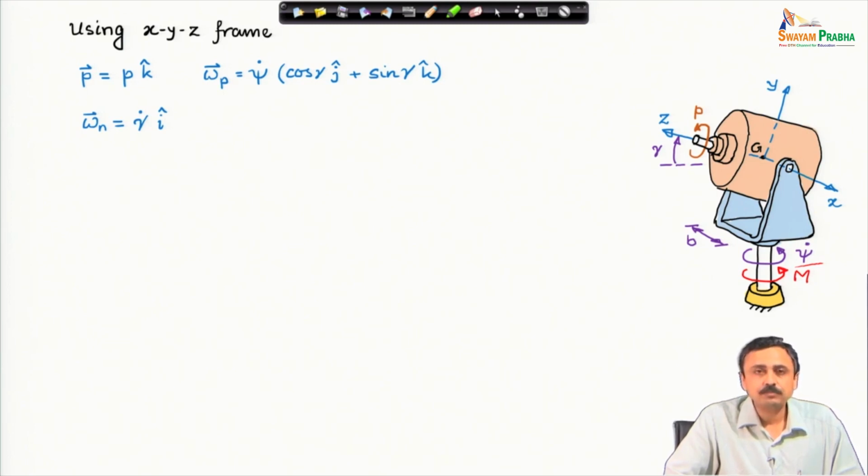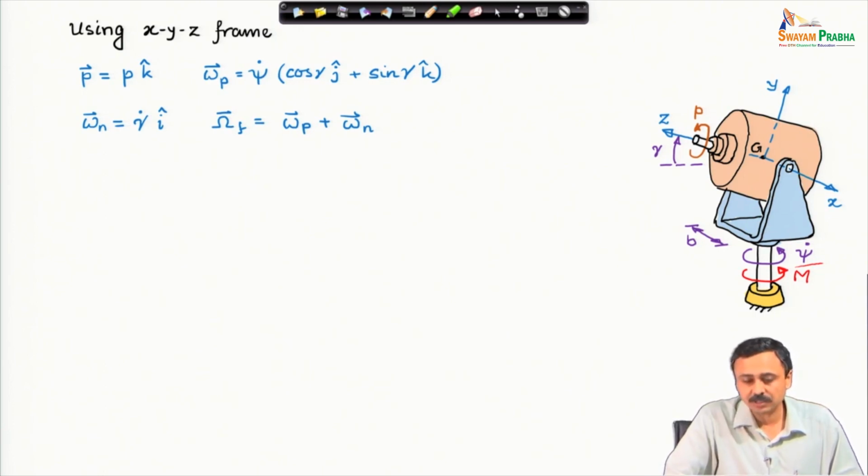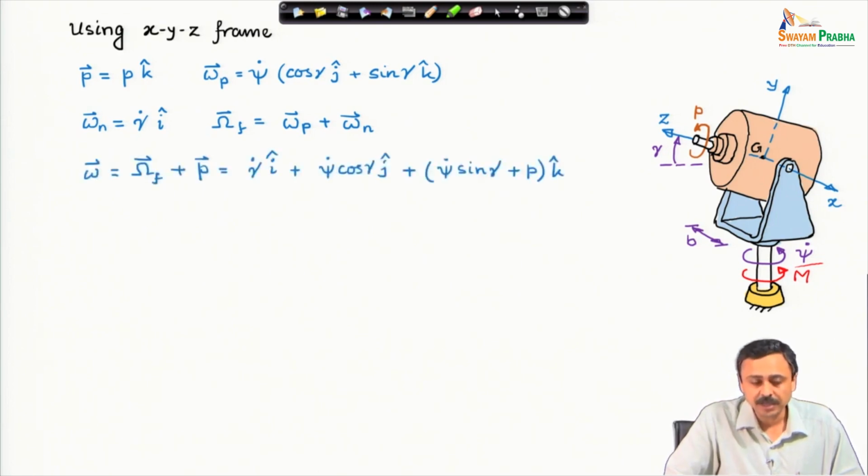Now, we will put all these things in the angular velocity. First, the frame angular velocity. Frame angular velocity is because of precession and nutation, as we have noted, and the net angular velocity of the rotor is the frame angular velocity plus the spin angular velocity. Therefore, we have the net angular velocity of the rotor.